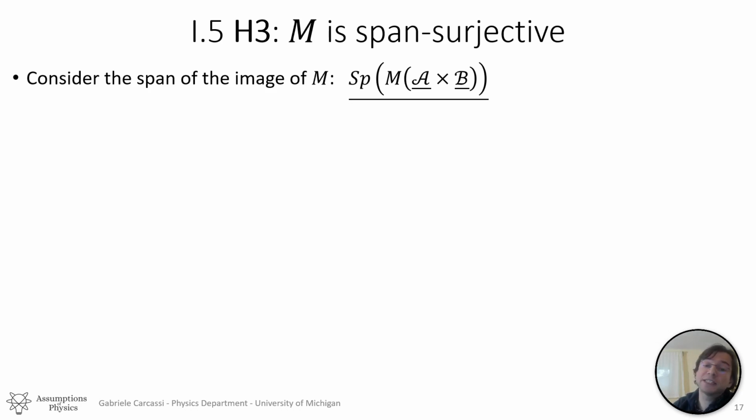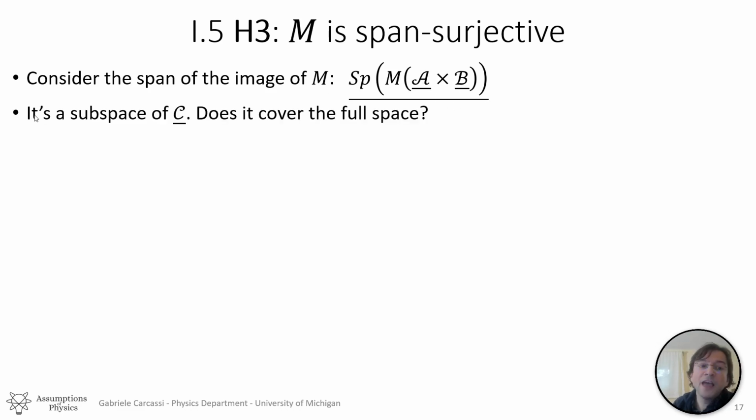We're going to take the span of all those rays and we want to show that that span is the full state space of C. So let's consider the span, all the things that are reachable by essentially superpositions of things that we get from A and B. This is a subspace of C because it's a span, so it's closed under linear combination. And so our question is, does it cover the full space?